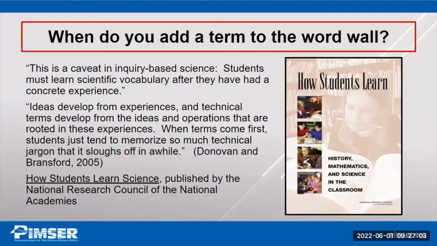In How Students Learn Science, published by the National Research Council, they state, "This is a caveat in inquiry-based science. Students must learn scientific vocabulary after they have had a concrete experience." And Donovan and Bransford wrote, "Ideas develop from experiences and technical terms develop from the ideas and operations that are rooted in these experiences. When terms come first, students just tend to memorize so much technical jargon that it sloughs off in a while." We've all been there. How many times have we memorized a definition only to realize we forgot it right after the test?